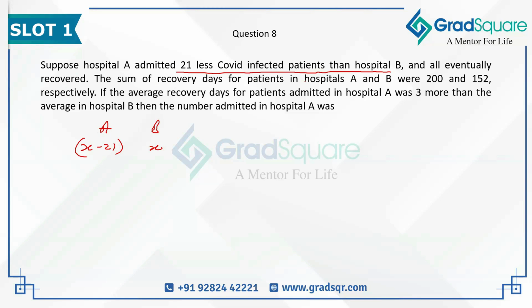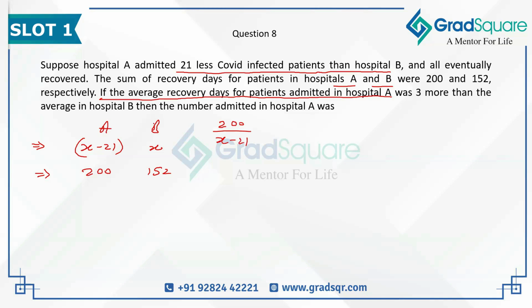The sums of the recovery number of days for hospital A and hospital B are 200 and 152. So this value is 200 and this value, the sum of number of days, is what is given to you. If the average recovery days of the patients admitted in hospital A was 3 more, what is the average number of days? Now look at this. This is the total number of days for which they stayed, and this is the number of patients. So the average number of days per patient would be what? 200 divided by x minus 21.